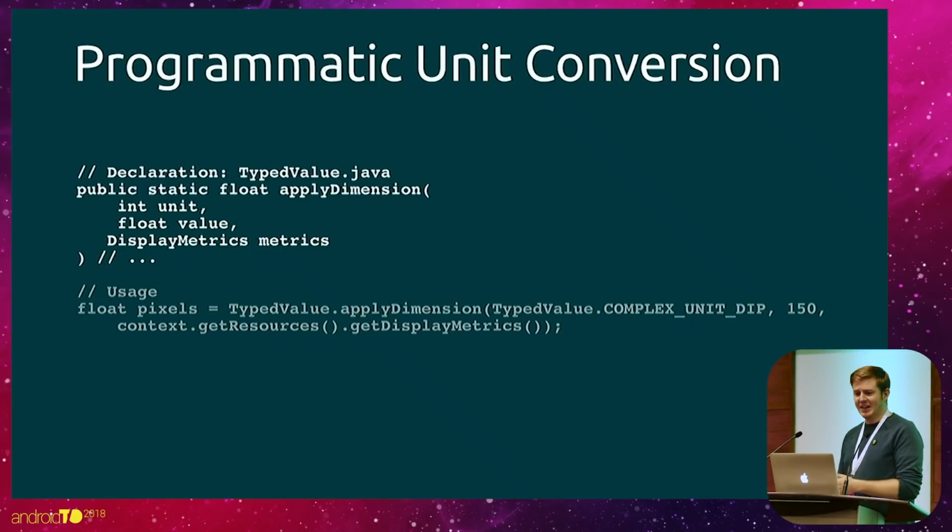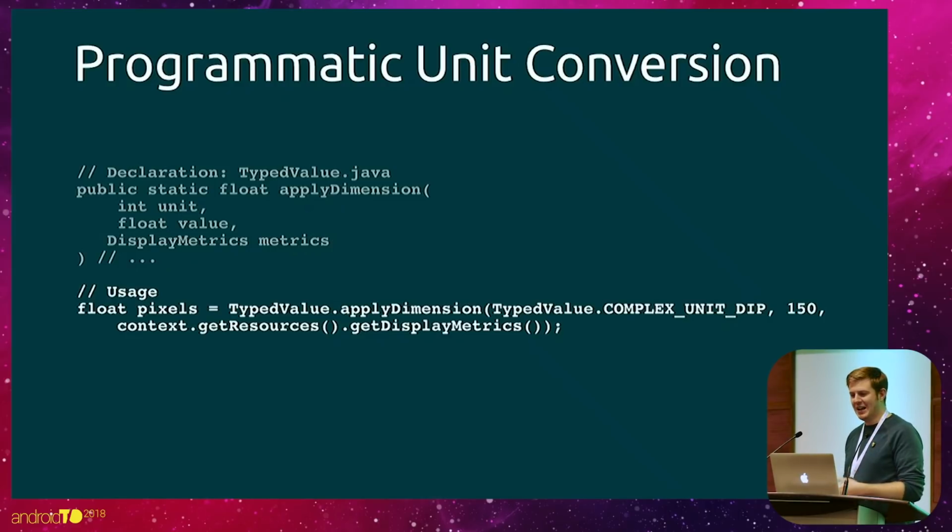But programmatically, it's like a huge hairball. You have the typed value class, and that's kind of what's recommended to do your conversions. You call a method, apply dimension. It takes in a unit, a value which you want to convert from, and then an instance of display metrics. The usage for this is just god awful. It's gigantic.